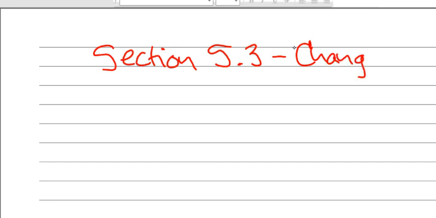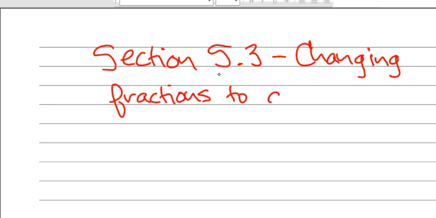Okay, Math 85, I am back with section 5.3. And we're going to be changing fractions to decimals. If you have the book, I am on page 456.